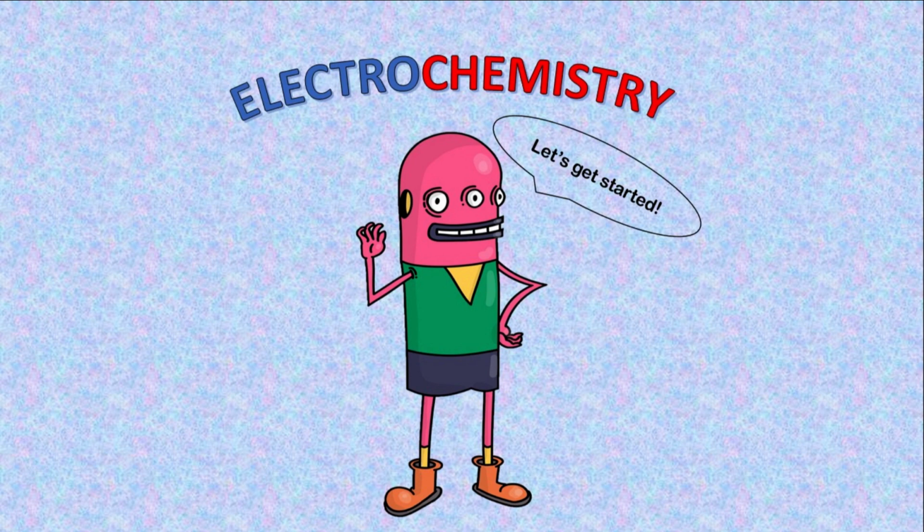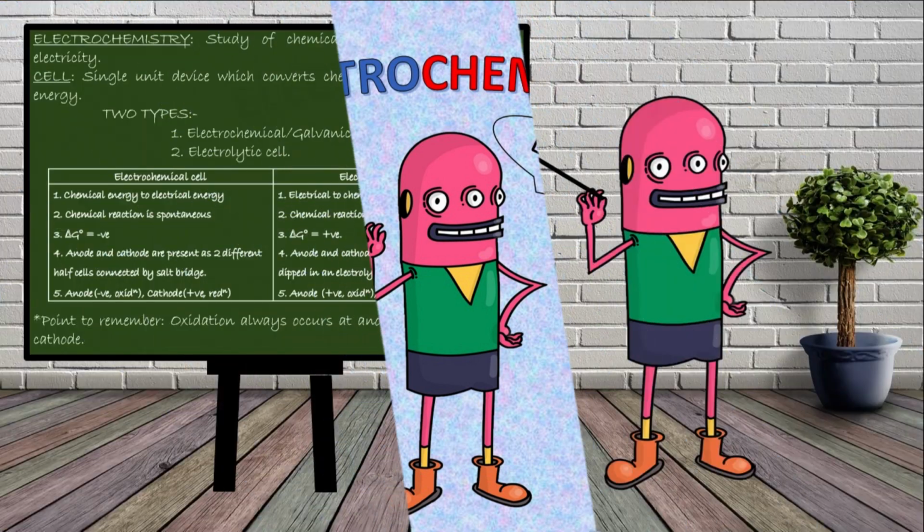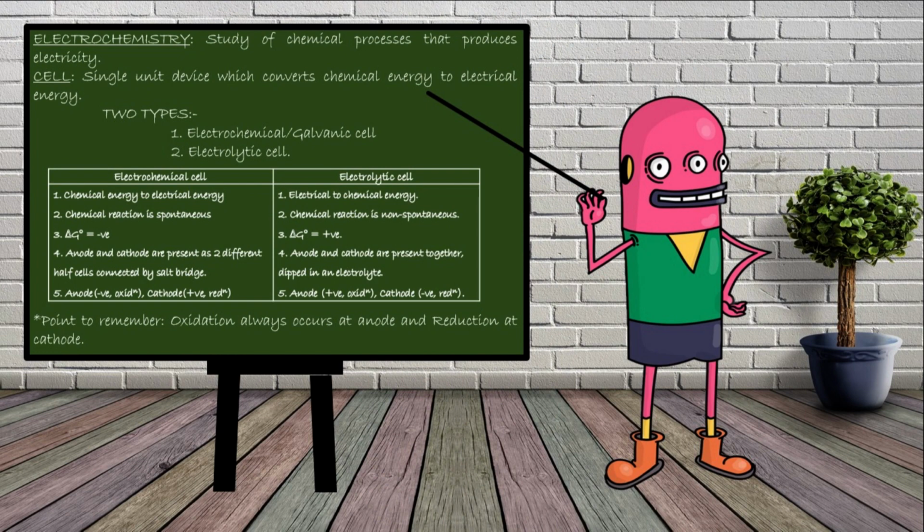Today, I shall be explaining about the topic electrochemistry. So, listeners, I hope you will like this video. Let's get started. Well, electrochemistry basically deals with the chemical processes and electricity. It is the study of chemical processes that produces electricity.